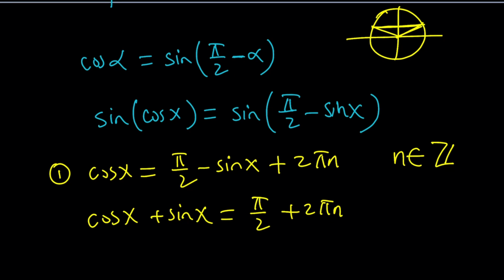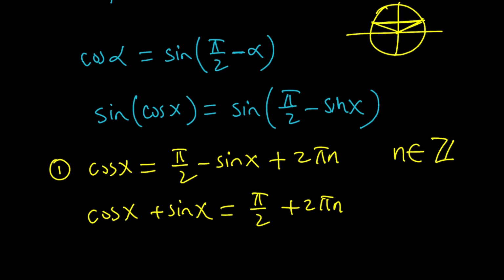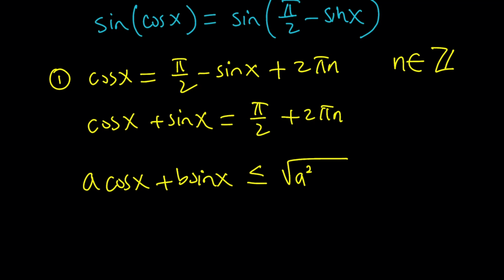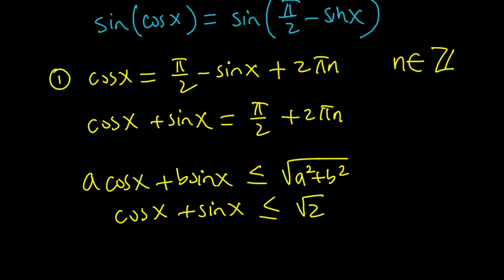But no matter what you do, here's what happens. Cosine x plus sine x has an upper bound. It needs to be less than or equal to square root of 2. In general, I should say a cosine x plus b sine x is always less than or equal to the square root of a squared plus b squared. Make sense? So, in this case, cosine x plus sine x is going to be less than or equal to root 2, right?